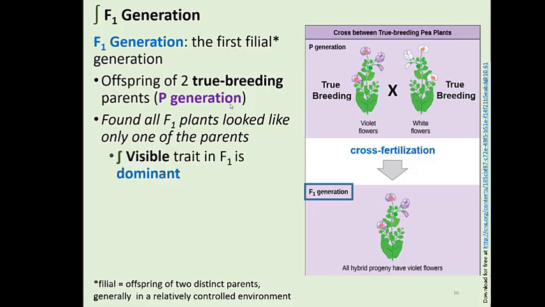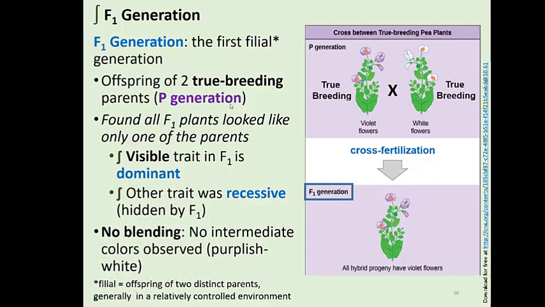So the visible trait in the F1 generation is the trait that is dominant. The other trait must be recessive, therefore hidden in that generation. He did not see any blending, no intermediates.